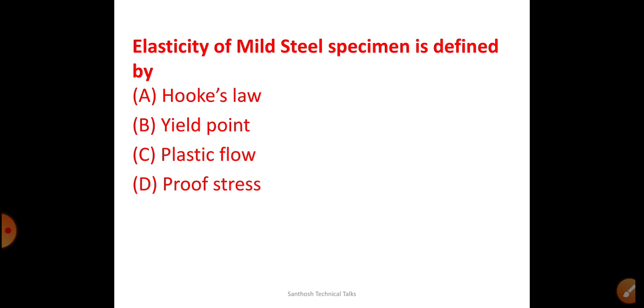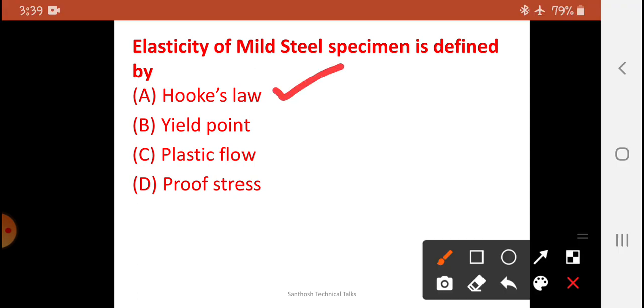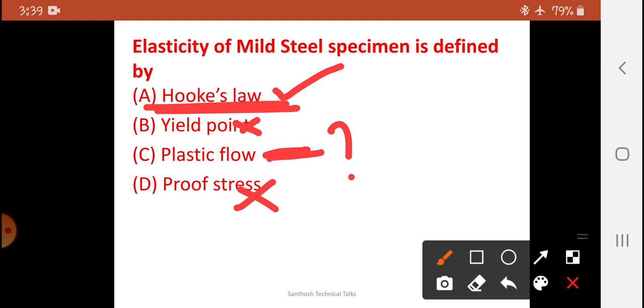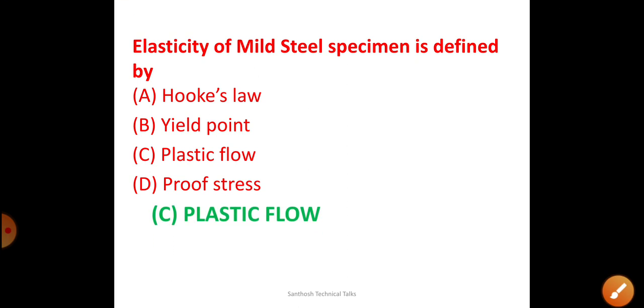Next question, a superb question. Elasticity of a mild steel specimen is defined by. So please don't tick Hooke's law. We know that the yield point is not the correct answer, the proof stress is not the correct answer. Hooke's law states that when the material is loaded up to the proportional limit, please be clear, up to the proportional limit, Hooke's law defines the proportional limit, whereas plastic flow defines the elasticity of the mild steel specimen.